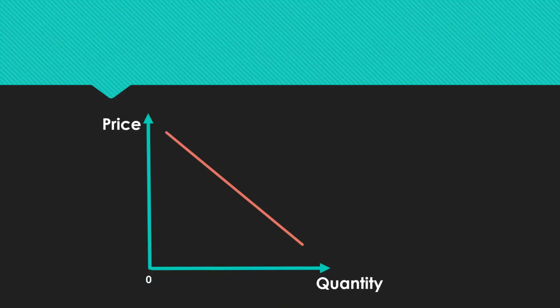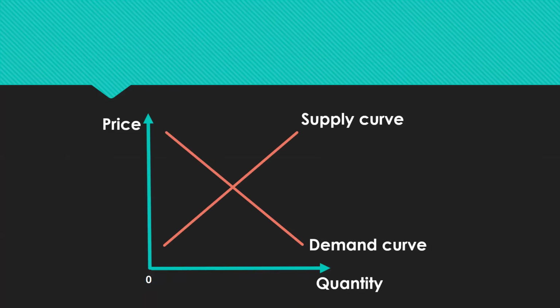Now let's take a look at when we have a demand and supply curve on the same graph. What is that called? Equilibrium point. The equilibrium point, correct. That's where the market would operate. That's where the quantity demanded is equal to the quantity supplied.